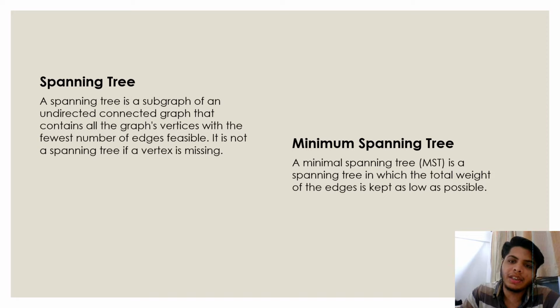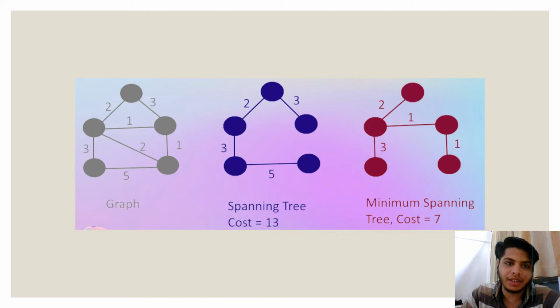Similarly, what will be the minimum spanning tree? If the spanning tree contains weights, then the minimum spanning tree will be the tree that has the least total weight when we count all the weights of the edges. So a minimum spanning tree is a spanning tree in which the total weight of the edges is kept as low as possible.